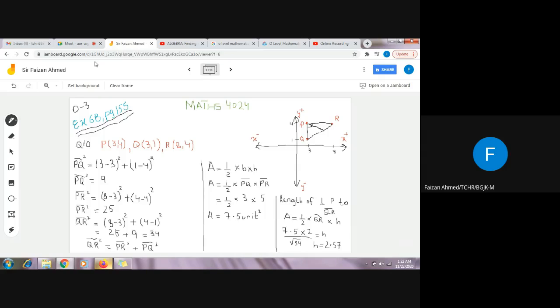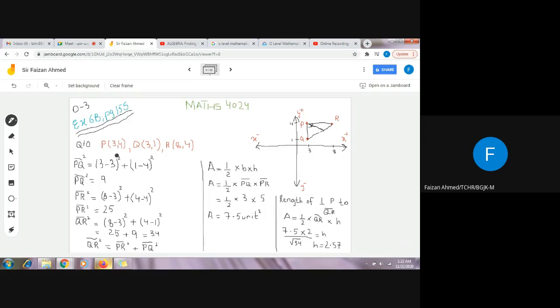So starting with the first part, which is the proof of Pythagoras theorem. What will I do? I know that Pythagoras theorem involves three sides: hypotenuse, perpendicular and base. So I have to find the length of three sides, and in order to do that, I have to apply the length formula or the distance formula.